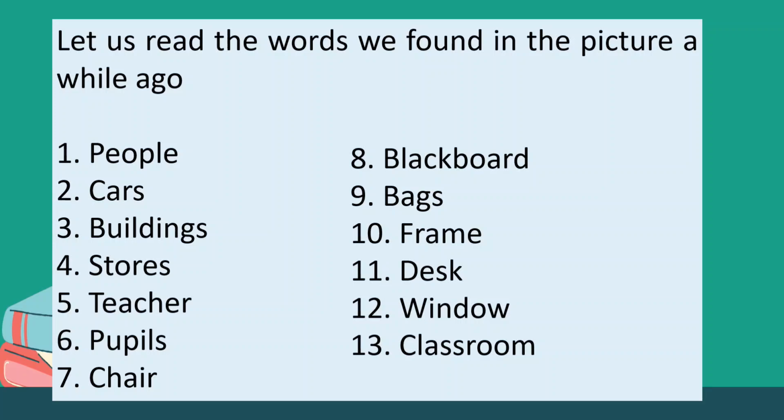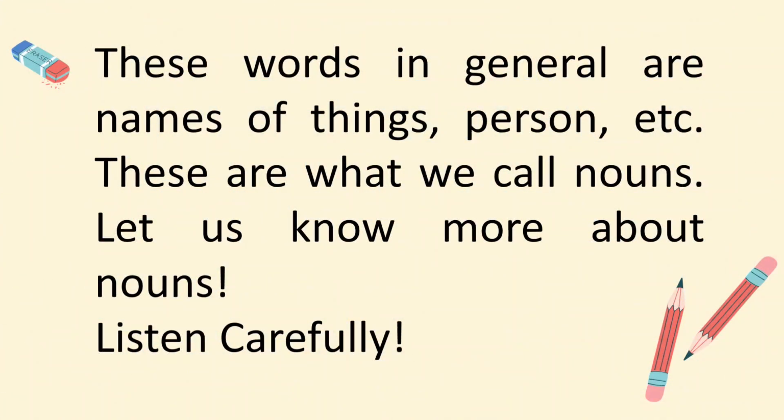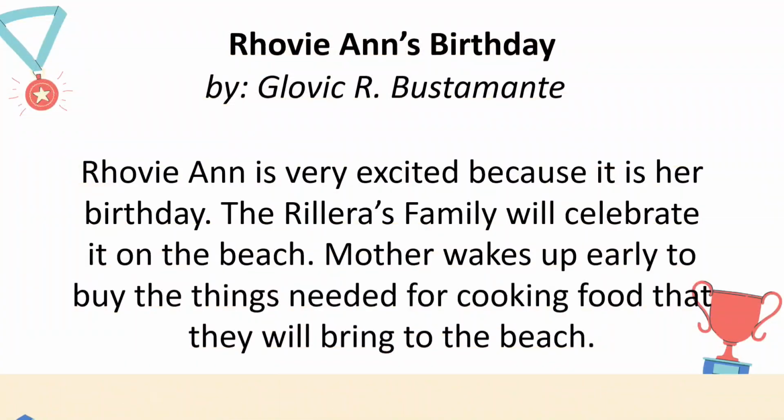Now let us read the words we found in the picture a while ago. People, cars, buildings, stores, teacher, pupils, chair, blackboard, box, frame, desk, window, and classroom. These words in general are names of things, person, and etc. These are what we call nouns. Let us know more about nouns. Listen carefully.